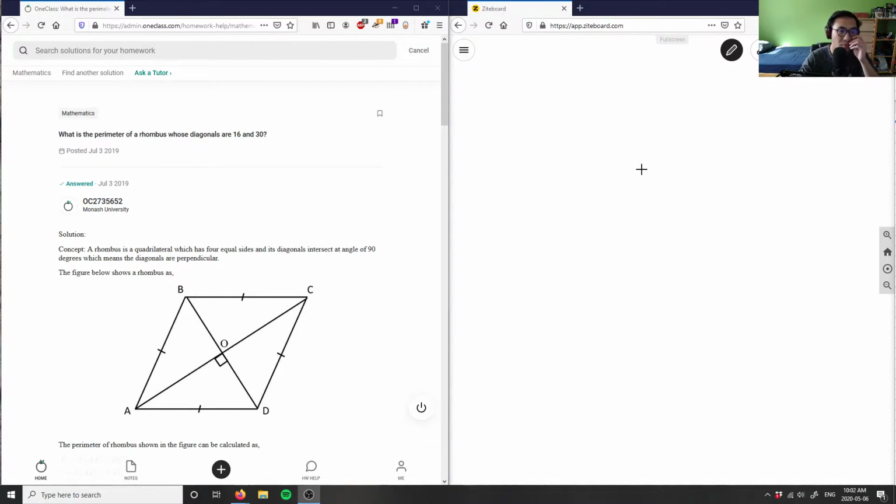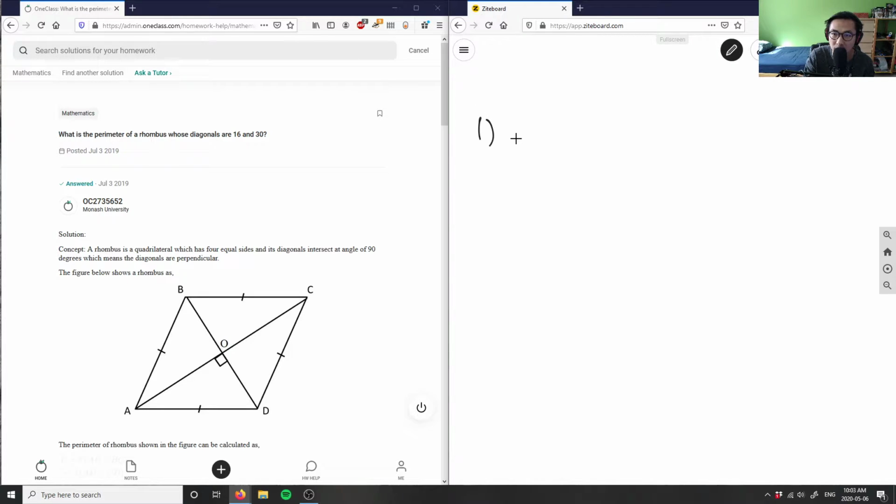Okay, so we have a perimeter. Our first question is asking us, what is the perimeter of a rhombus whose diagonals are 16 and 30? I like this answer here, because they drew a diagram, and geometry is really good for that. When we're drawing a shape, it's very good to visualize a geometry question.